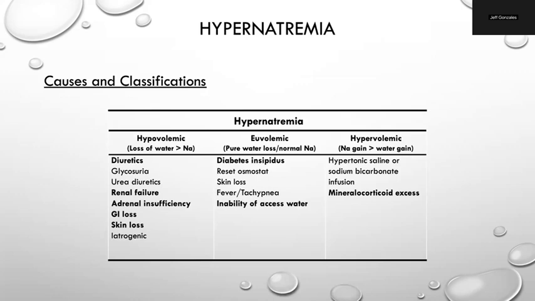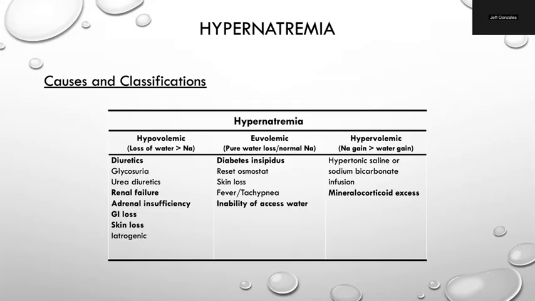Similar to hyponatremia, hypernatremia is classified as hypovolemic, euvolemic, and hypervolemic. For hypovolemic hypernatremia, there is a loss of water greater than sodium. Common causes are renal failure, gastrointestinal loss, or skin loss. For euvolemic hypernatremia, there is a pure water loss and a normal sodium level. This could happen with diabetes insipidus, or more commonly in patients who cannot access water, like we previously described. So these could be kids or elderly or hospitalized patients who can't ambulate.